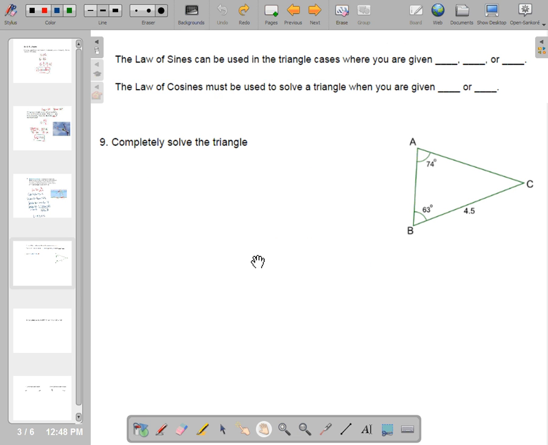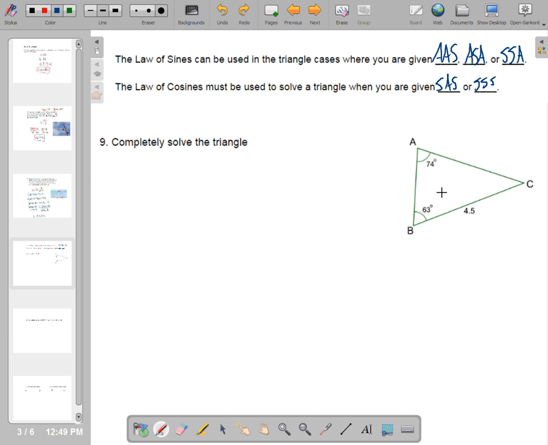Let's try another one. This one says, okay, law of sines can be used in the triangle cases when you're given... If you don't remember, law of sines is appropriate when you have angle, angle, side, which is equivalent to angle, side, angle. You always have both of those if you have one of them. And then the last one is side, side, angle. That's that bad word one we have to worry about. Law of cosines is good when you have side, angle, side, or you have side, side, side.